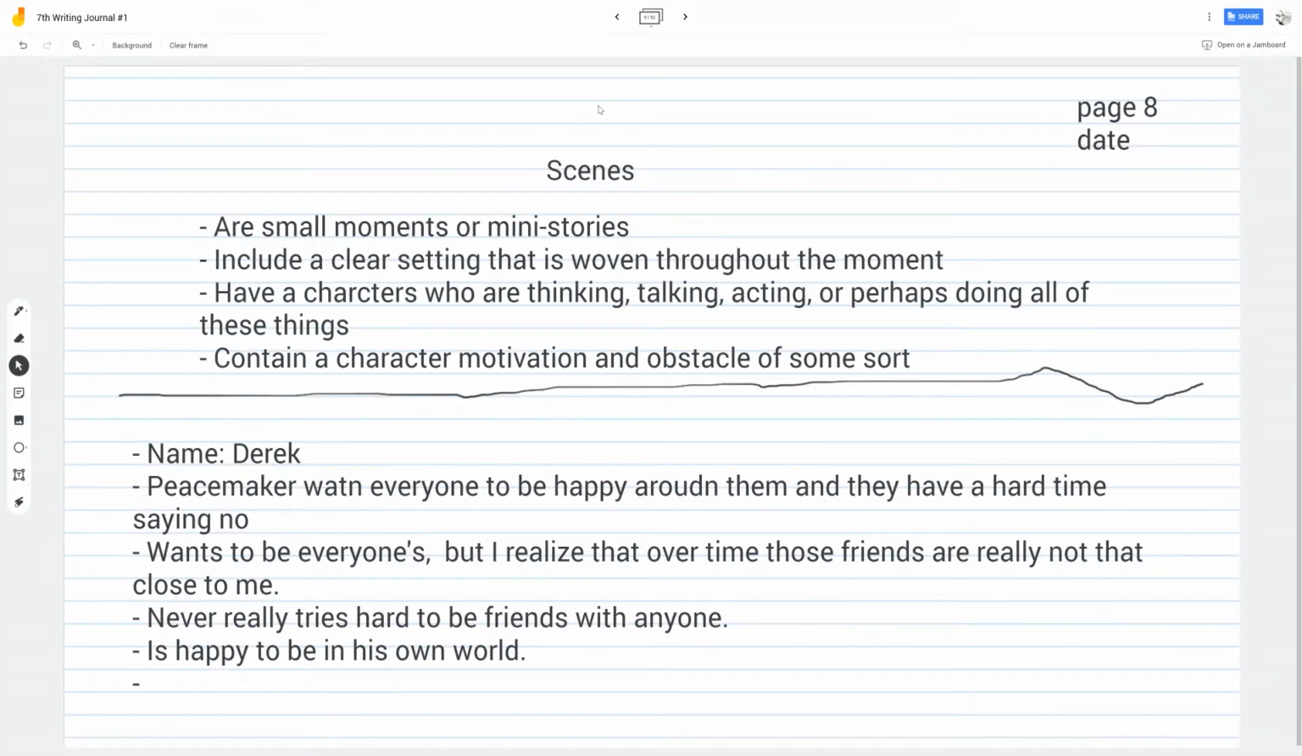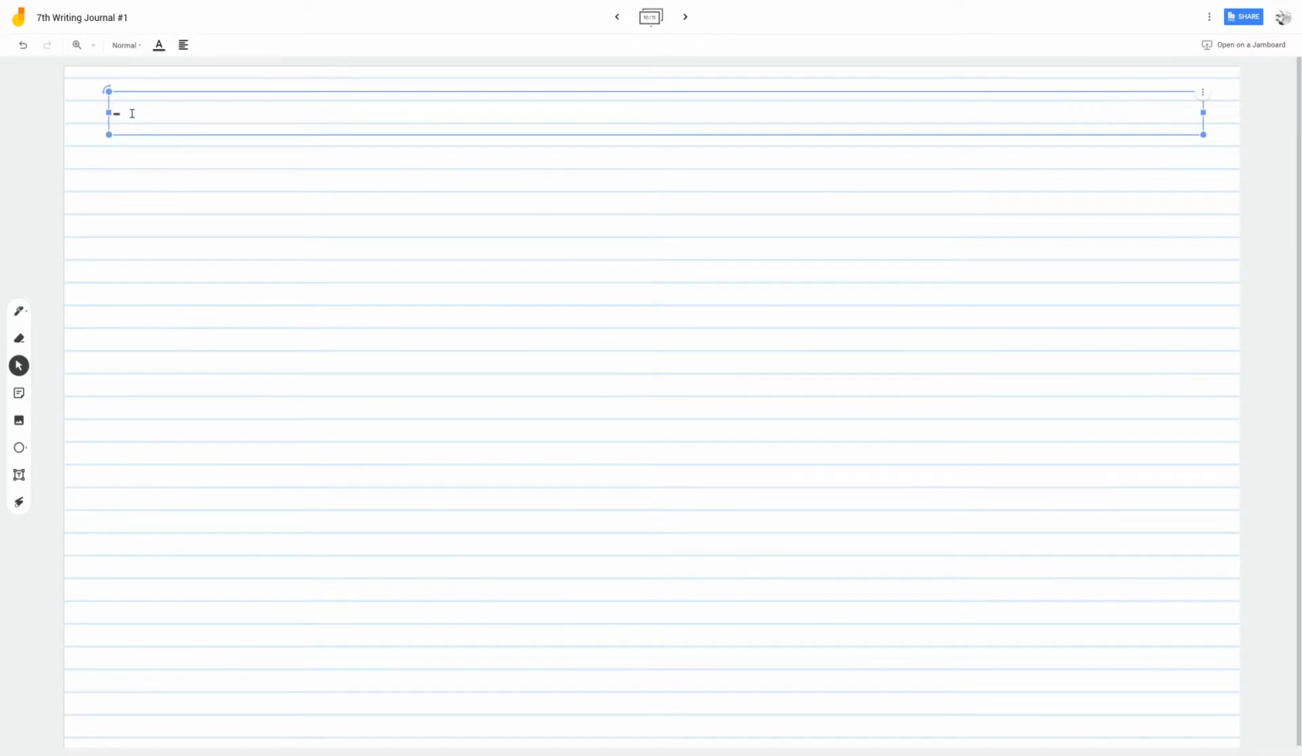Okay, writers, I'm going to move on to the back side of the page I'm currently on, and I'm going to try writing the scene now that I know a little bit about my character. And in the scene, I'm just choosing a random part of school that's a kind of an ordinary part of the day. I'm just going to choose lunch.